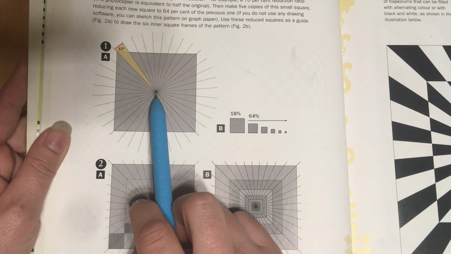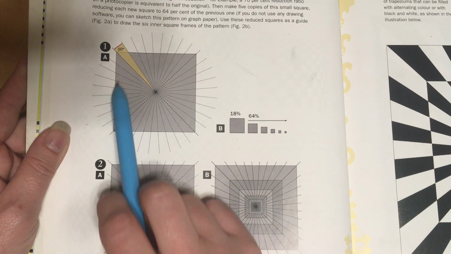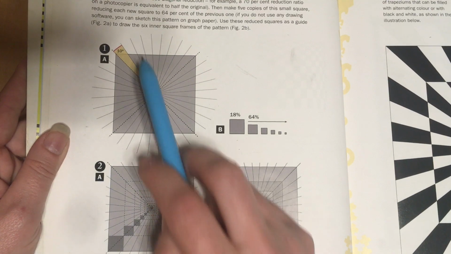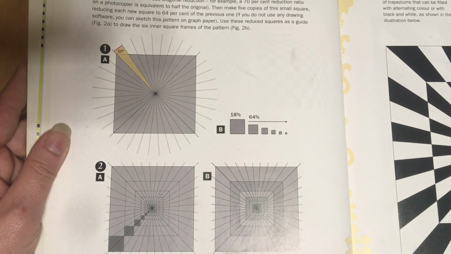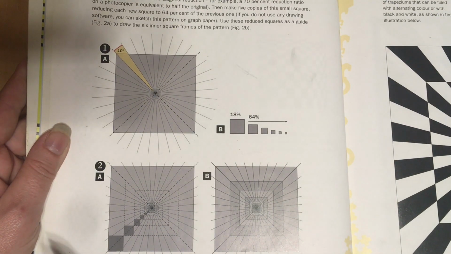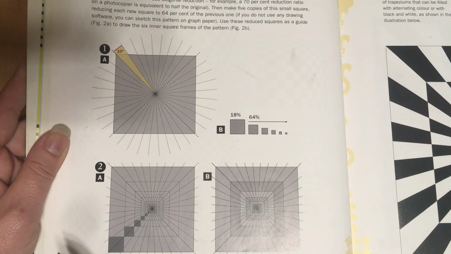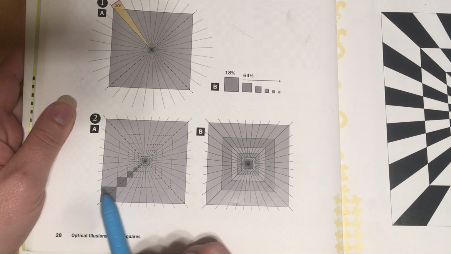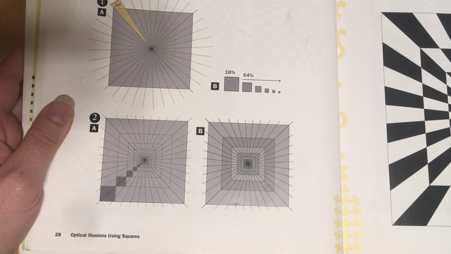So we're starting with a square and an even number of lines all the way around, okay? You can't do it with an odd number. They chose 10 degrees. You don't actually have to measure the degrees if you count it out and make sure they're more or less even. At least that's my experience. Then your squares are getting smaller. They give you the number 64%.